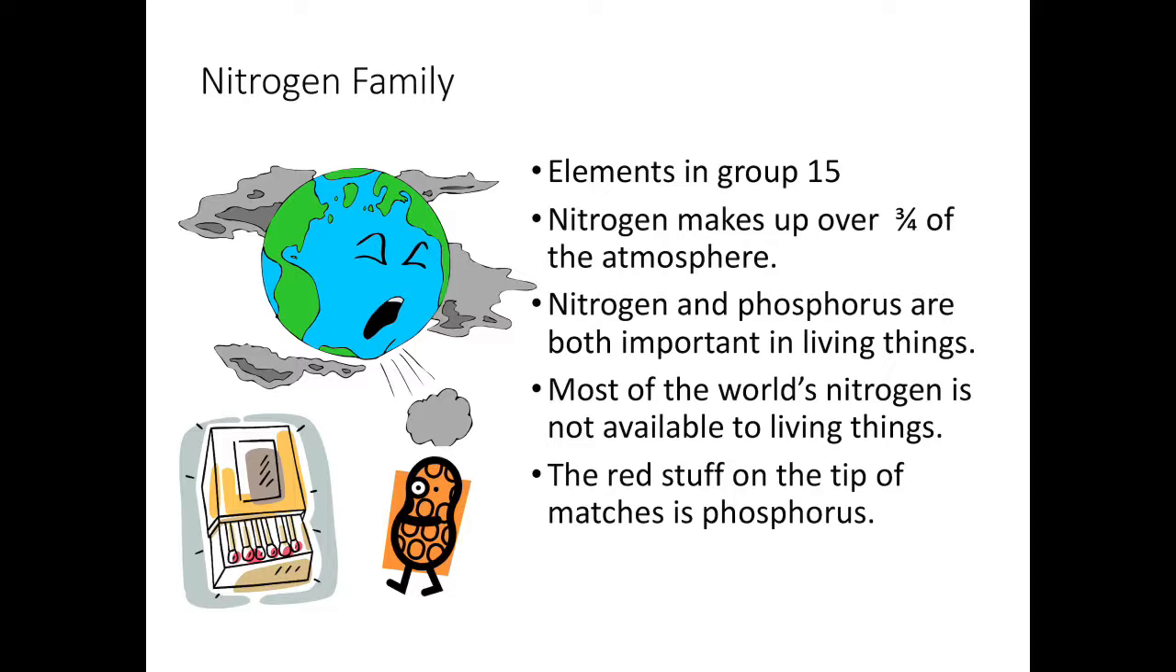Next we have the nitrogen family. These are elements in group 15. Nitrogen makes up over 75% of the entire atmosphere, so it's kind of a big deal. Nitrogen and phosphorus are both important in living things, and most of the world's nitrogen is not available to living things. It's not usable by us. The red stuff on the tip of a match is phosphorus, and nitrogen and phosphorus behave pretty similarly.